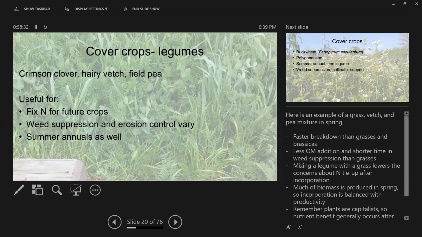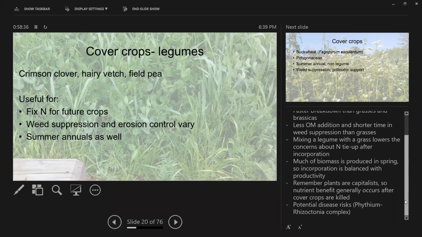Let me make sure I'm not missing anything in my notes here. So much of the biomass from this is produced in the spring. They will come up in the fall, and we're getting very close to our last planting date for your fall cover crops. You want to get them out before October 15th, if possible. November 1st would be about your latest. So we're right on the edge, and it depends on what Mother Nature sends us.